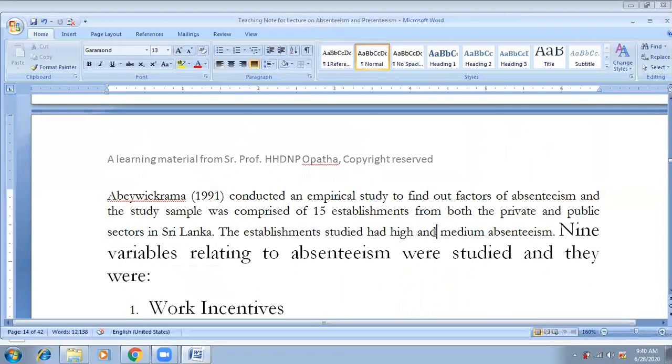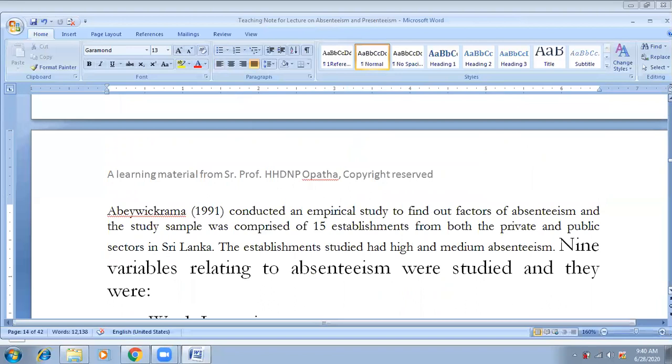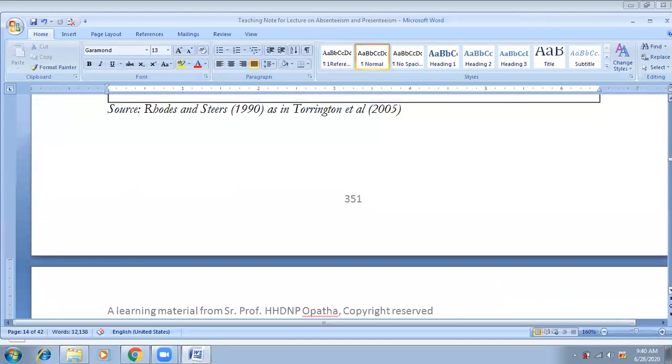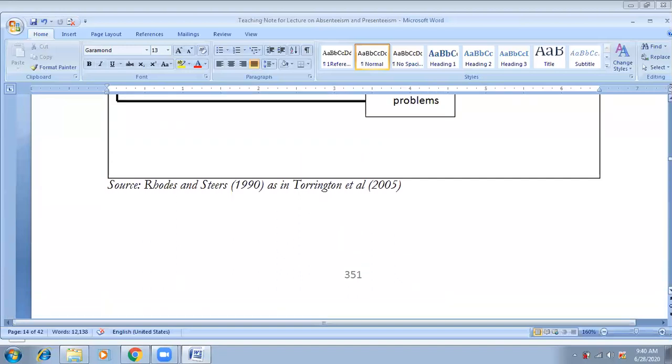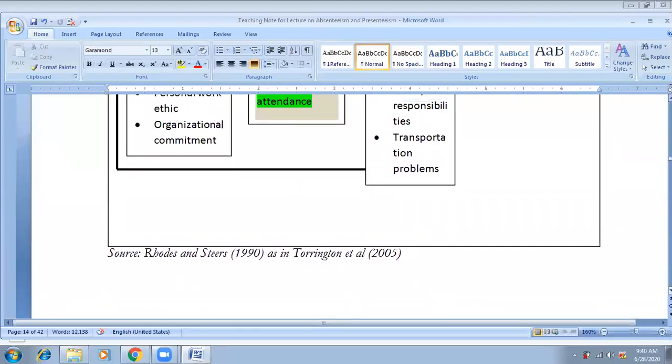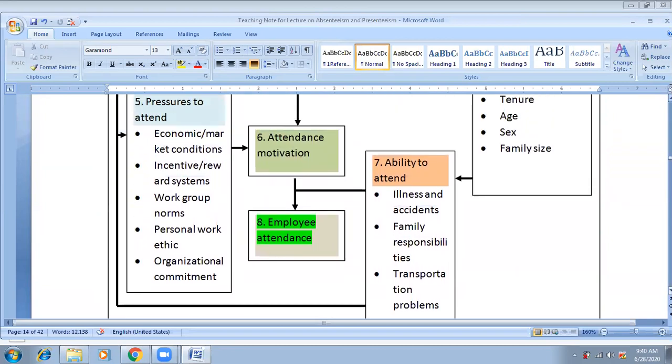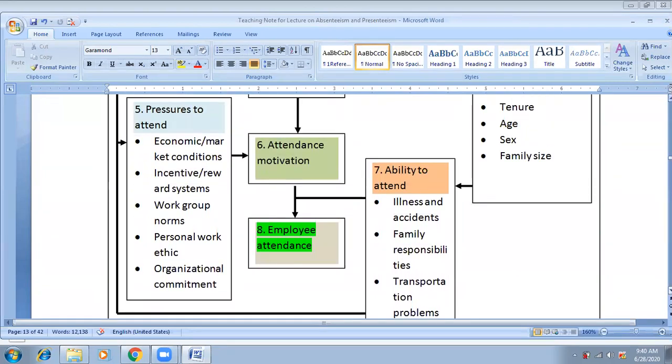I have one question regarding that. Attendance motivation is the independent variable, as you said, sir. So the dependent variable is employee attendance. Right. So what are the pressures to attend and ability to attend? Are they moderate variables or mediate variables?